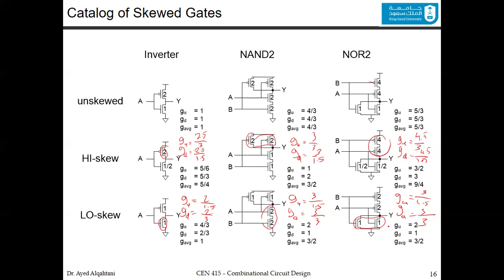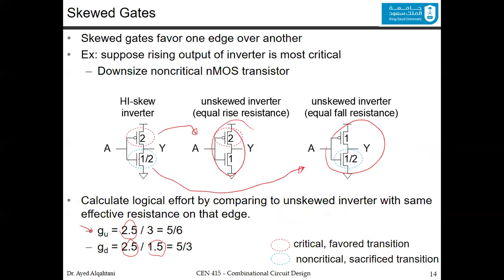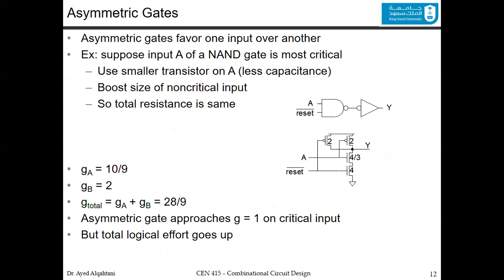This is the way you calculate the logical effort for the skewed gate, where you favor the transition. And that's actually the main difference between the skewed gate, where you favor the edge or the transition, and the asymmetric gate, where you favor the input and not the edge.